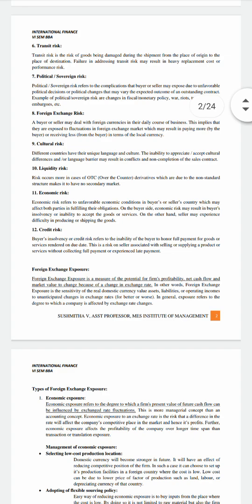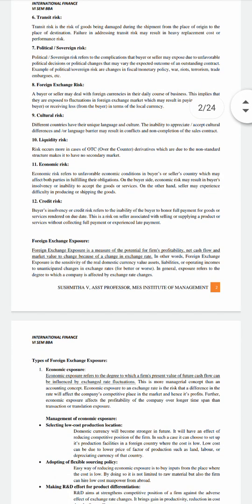Next, transit risk. Basically, under transit risk, we have, when we are dealing with the shipment of the goods from one country to another country, it can be subjected to certain variations, or it can be subjected to damages. So that provision that we give for certain damages in the process of transferring or transportation in the process of shipment, then it is called as transit risk.